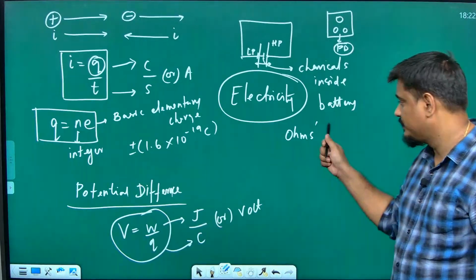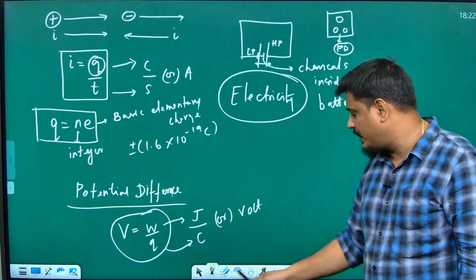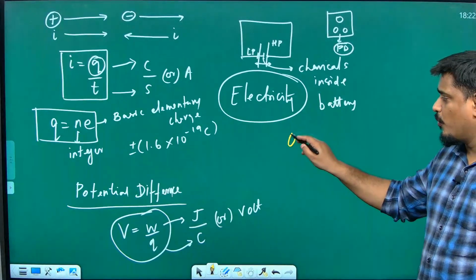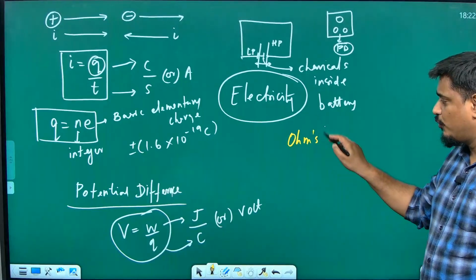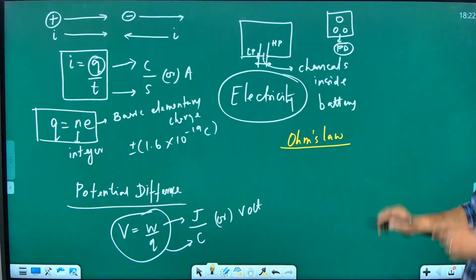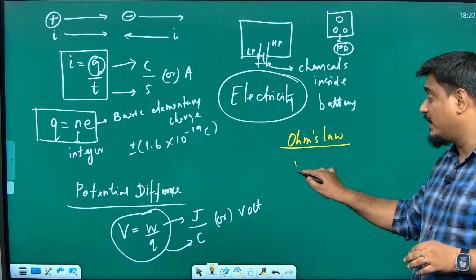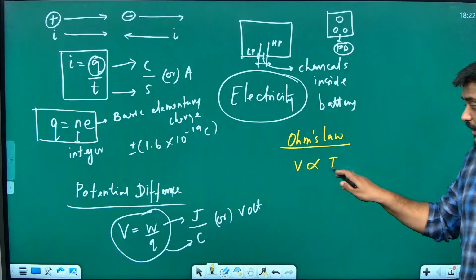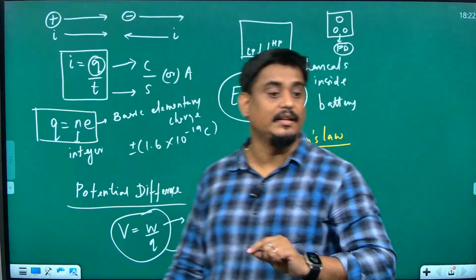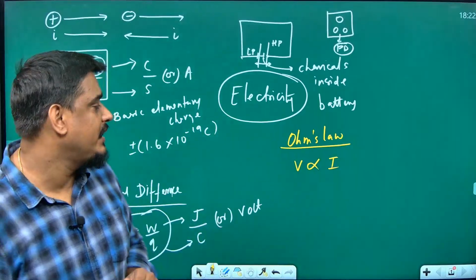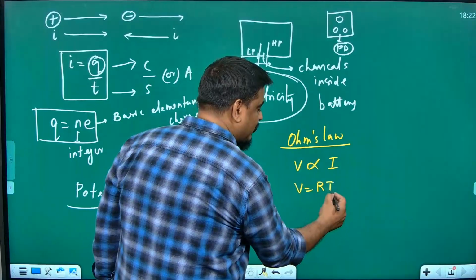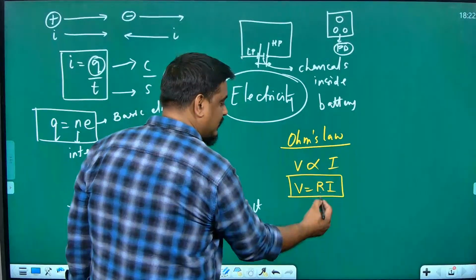What is Ohm's law? Ohm's law gave the relationship between potential difference and current. So Ohm conducted an experiment to find the relationship between potential difference and current, and he found that the potential difference across a conductor is directly proportional to the current flowing in the conductor. And if you remove proportionality, you have to add a constant. That constant was called as what? R, resistance.